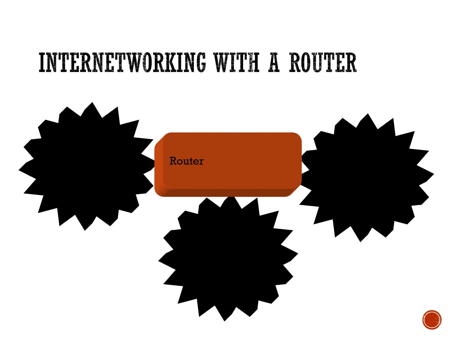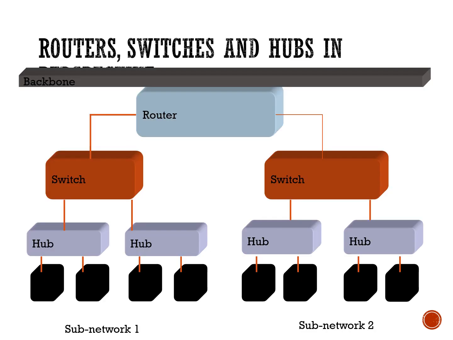See, this is an example of internetworking with a router. Three different types of networks exist here. This is, let us say, one. This is the first network, this is the second, and this is the third. Different types of networks are connected using a router. They may have different types of protocols being used, but they can be connected via a router.